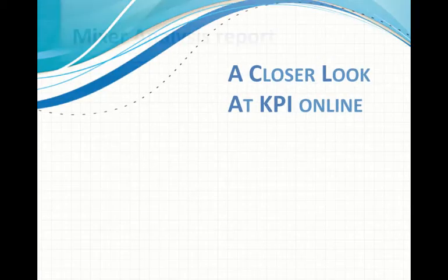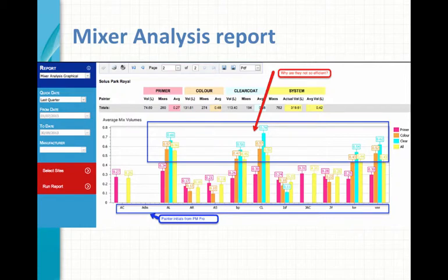So a closer look at KPI Online then. Here's some of the reports. The mixer analysis report is a very popular one, this one. You can see that you've got a breakdown of the color-coded systems at the top, primer, color, clear coat. And this particular report is showing you the average mixer volume. There's the volume quantity down here. These are the initials of the painters, and as you can see, a breakdown of how well they're performing. Very, very simple, very effective, very graphical, and you can run that over any particular time period you choose.